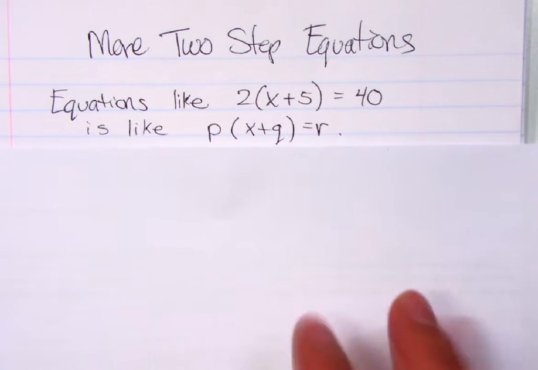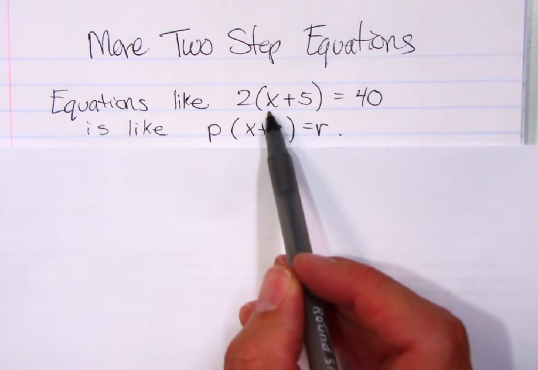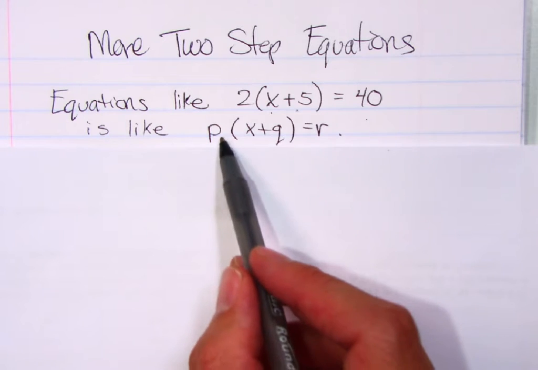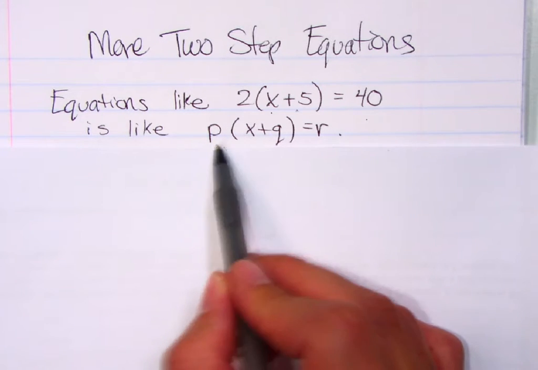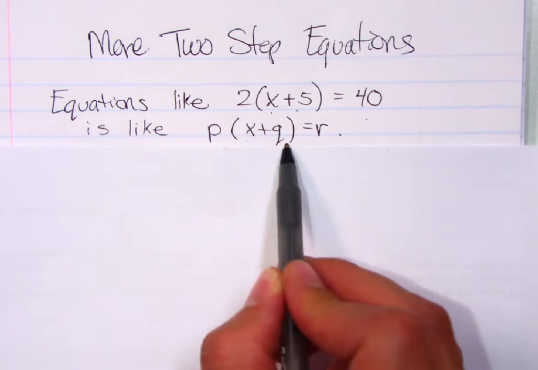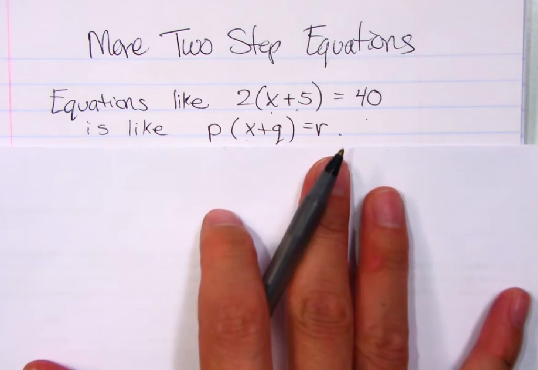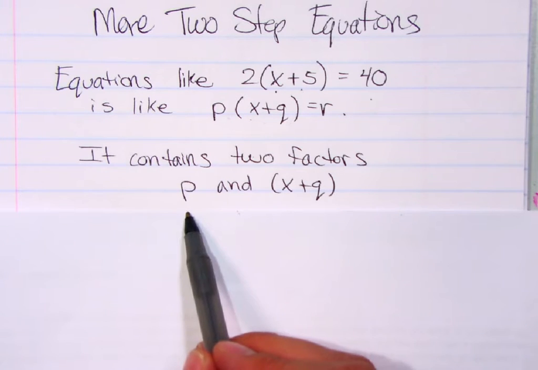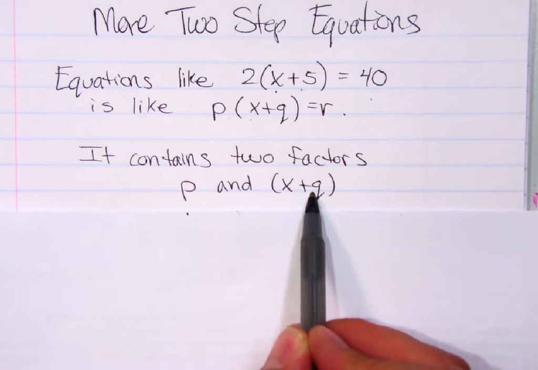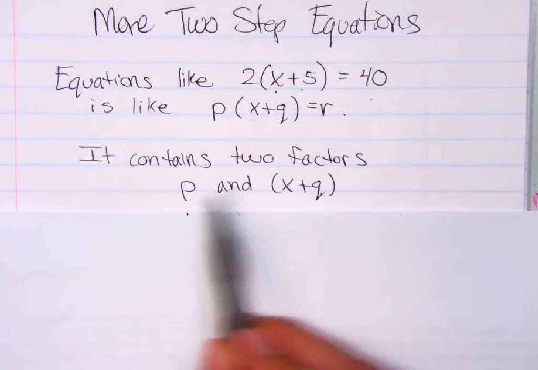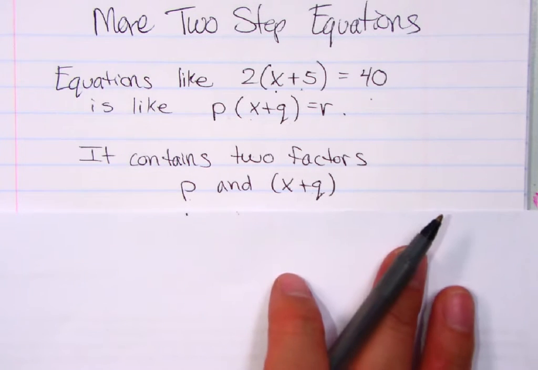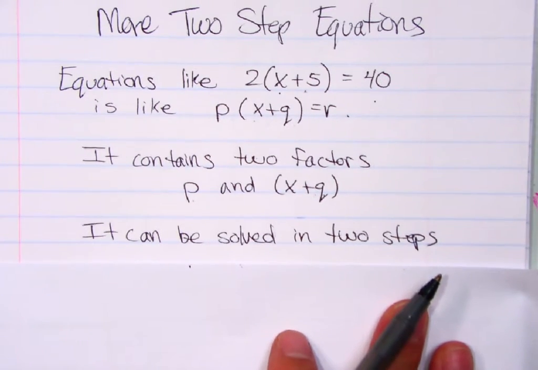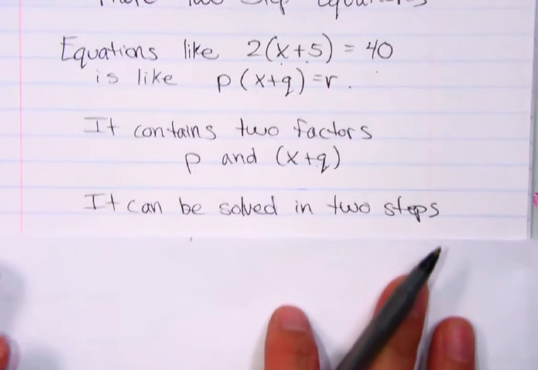I want to tell you that equations like 2 times quantity x plus 5 is equal to 40, okay? It's like p times quantity x plus q is equal to r, where these are all different numbers. It contains two factors: p and x plus q. Those are the two things being multiplied with one another. So because there's two factors, it can be solved in 2 steps. Now, just follow along with me and see if it makes more sense to you after a few examples.